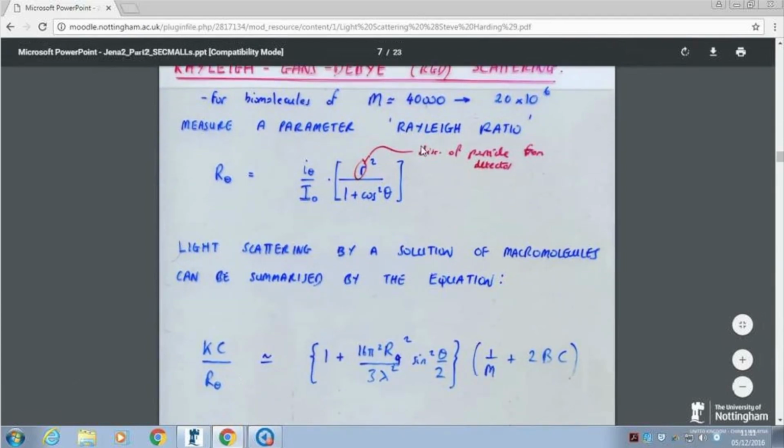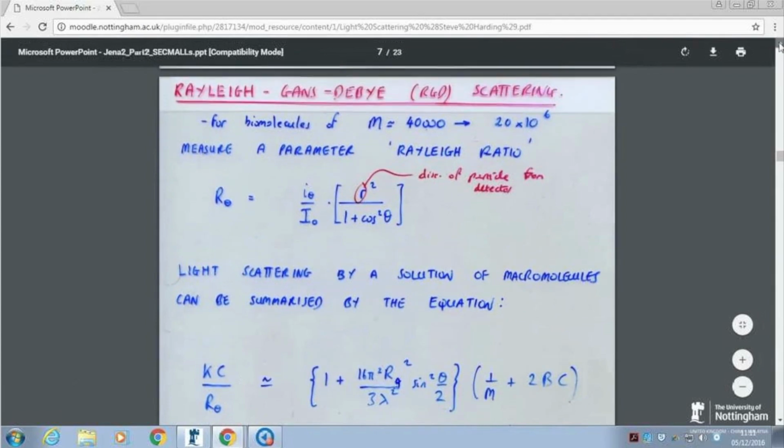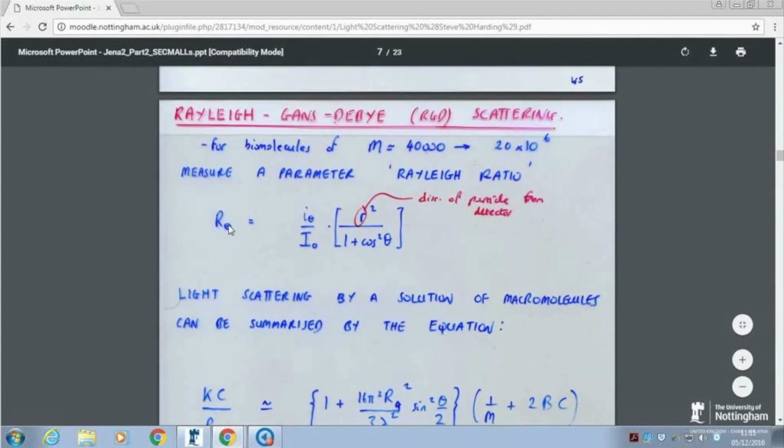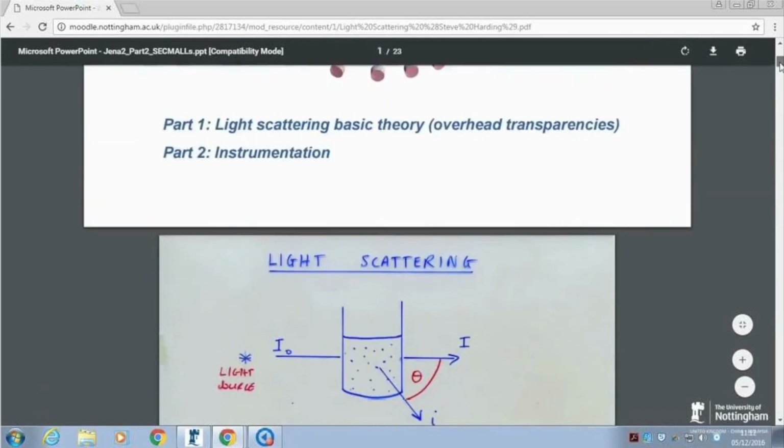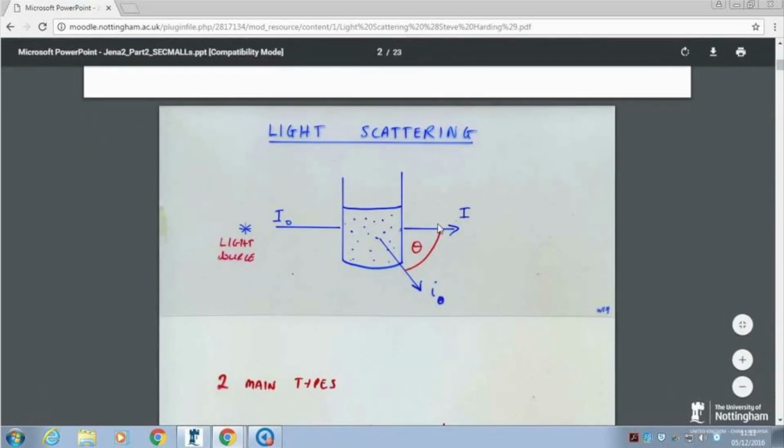So we define a parameter known as the Rayleigh ratio, which is the ratio of the intensity of light scattered at angle theta to the incident intensity I0.